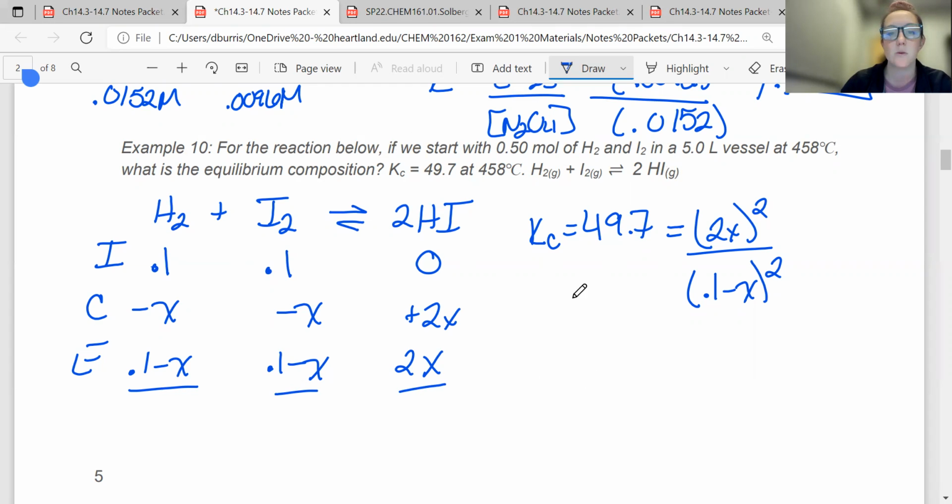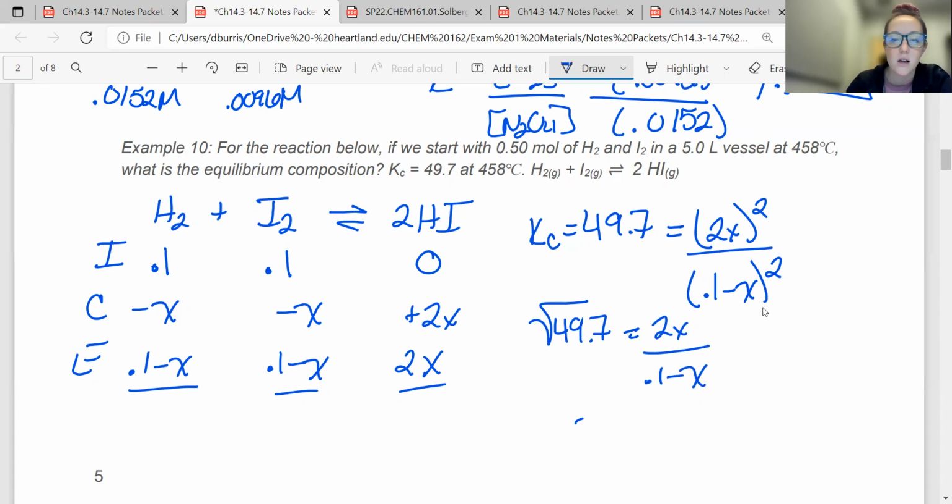So it should be HI squared. So I took HI, which is 2x, squared, over 0.1 minus x, and I squared it because it's just H2 times I2, and they're the same. So this is the equation that I have set up to solve for x. Essentially, again, I plugged my equilibrium concentrations into my K equation, and now I can solve for x. This one's actually pretty easy because I can just square root it to get rid of these squares. If this was not like this on the bottom, you would have to use the quadratic equation. But this one's pretty good because essentially the square root of 49.7 is 2x over 0.1 minus x.